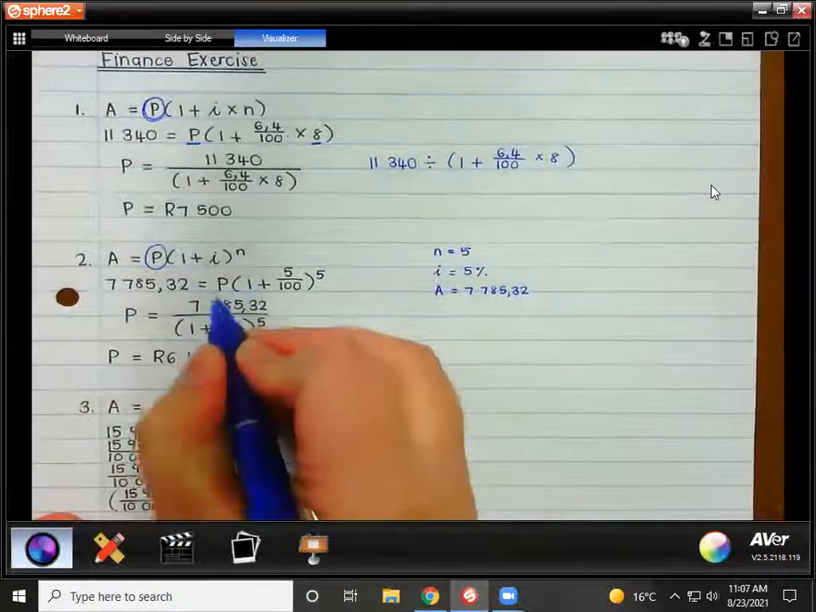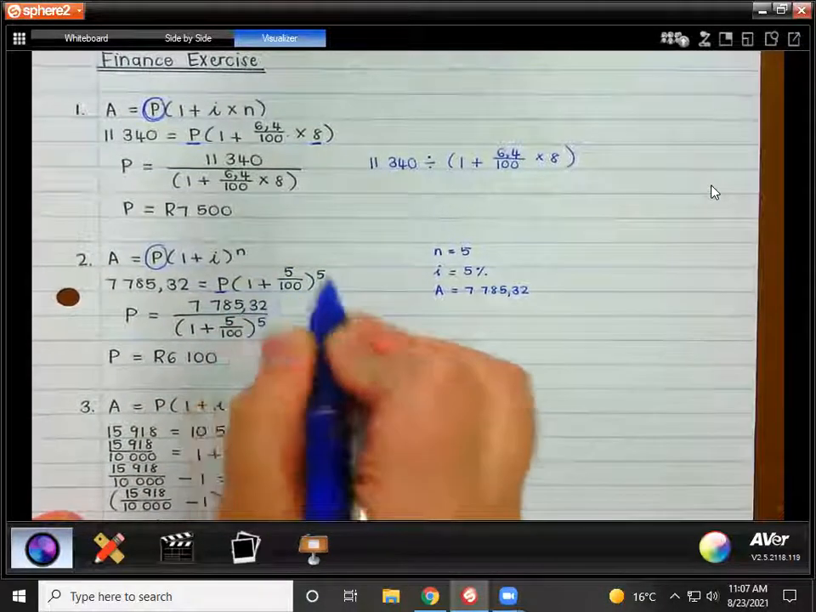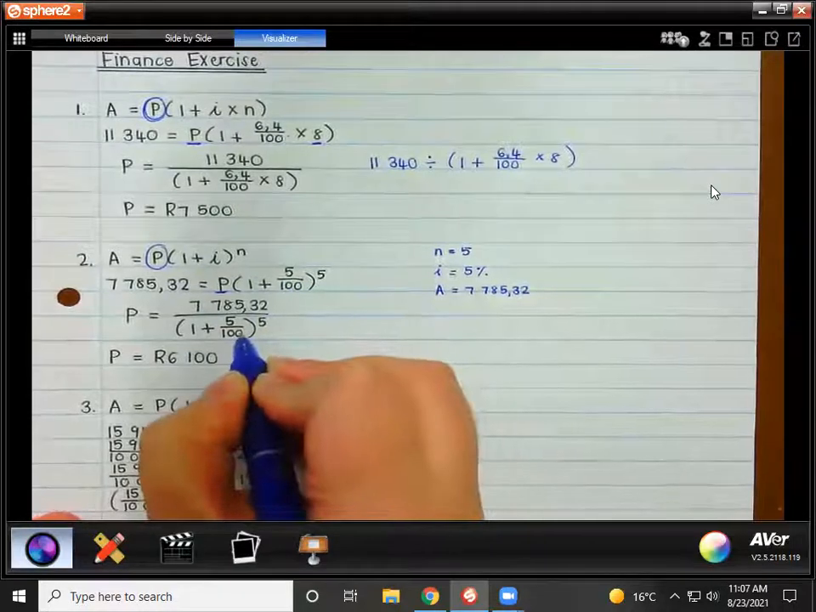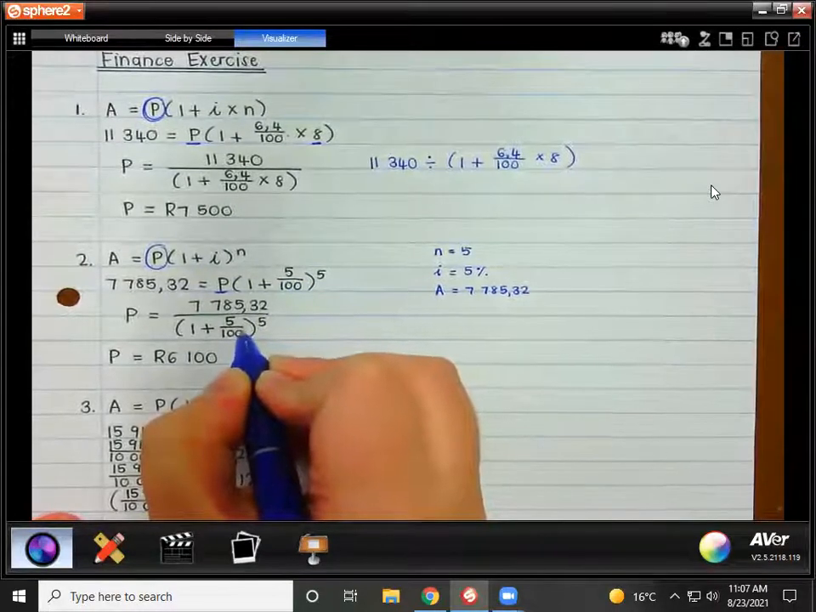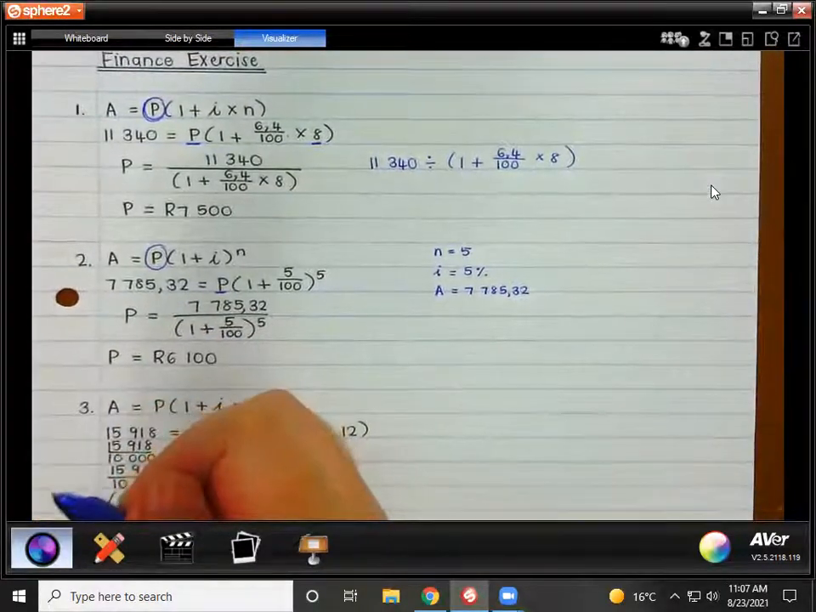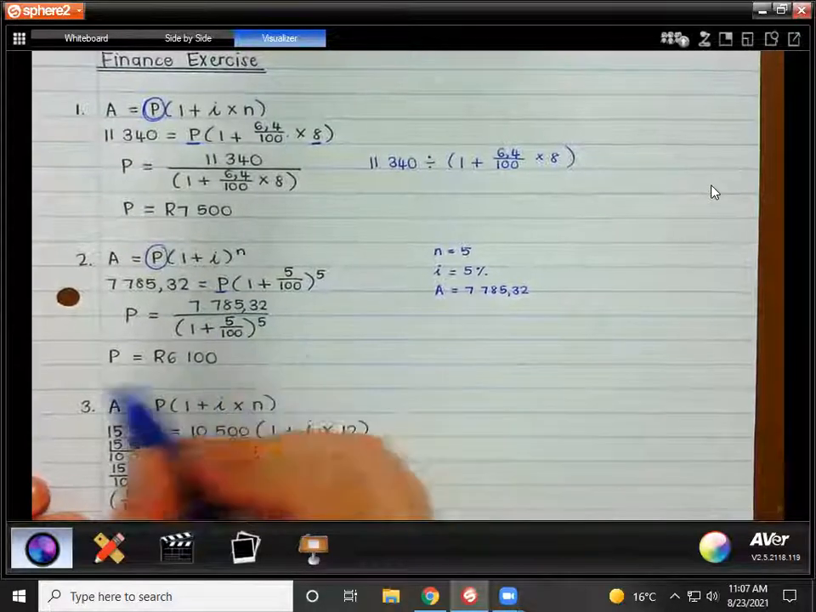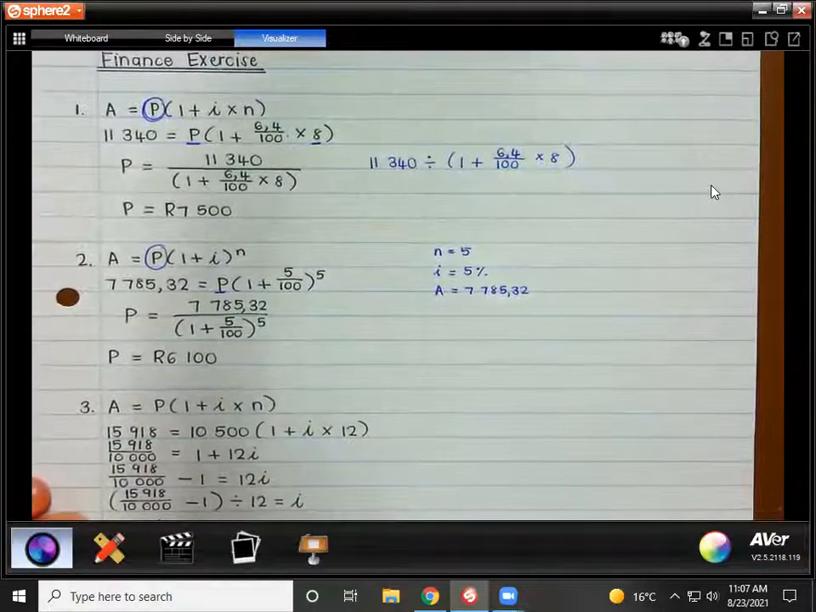Again, it's just P multiplied by this bracket. What is the opposite of multiplying by something? Dividing by that same thing. So you're going to take the 7,785.32 that you have on the side and divide it by that whole bracket. And when you type that into the calculator, you get 6,100 Rand.